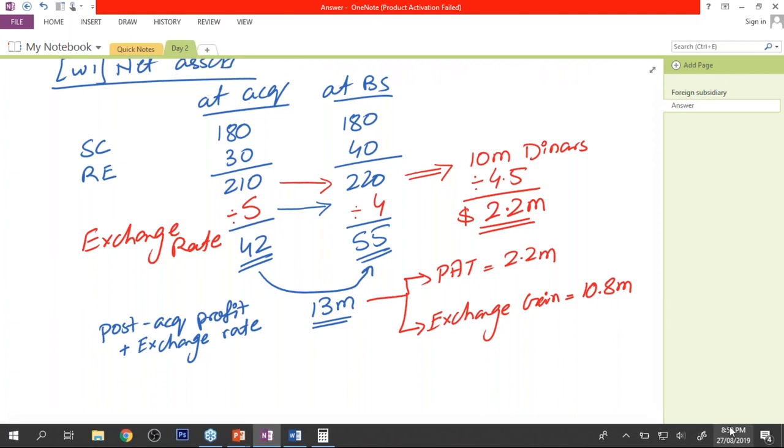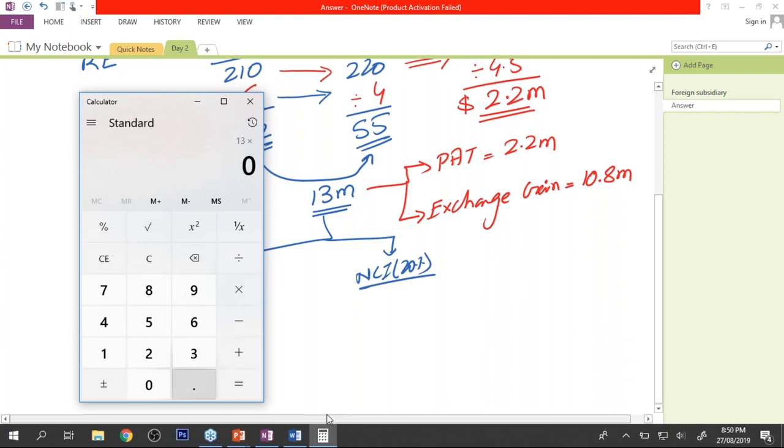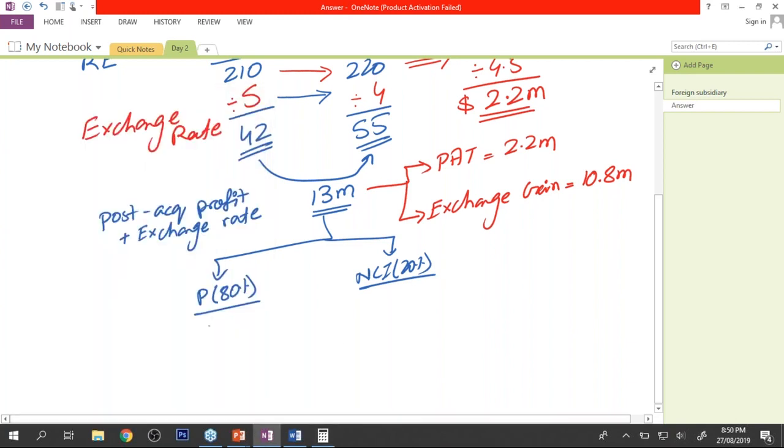Now this 13 million has a profit share of two parties. Out of this, the parent has a profit share of 80% and NCI has a profit share of 20%. So 80% of 13 is going to be how much? 10.4, and 20% is 2.6 million for the NCI.